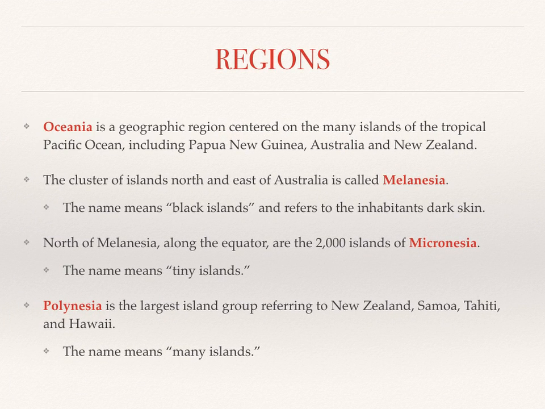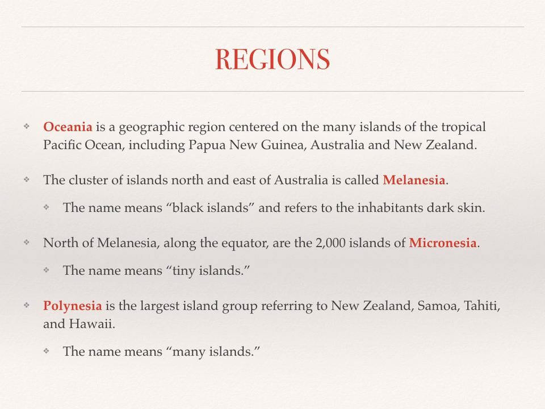Regions. Oceania is a geographical region that's centered on the many islands of the tropical Pacific Ocean. It includes Papua New Guinea, which we didn't really talk about too much, and it also includes Australia and New Zealand. The cluster of islands north and east of Australia is called Melanesia. The name means black islands. It refers to the inhabitants' dark skin.